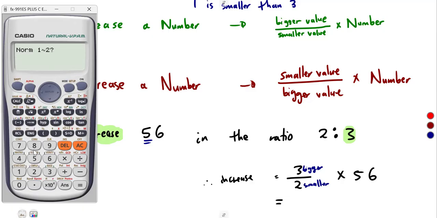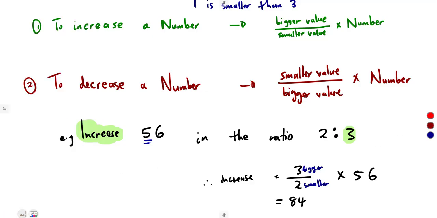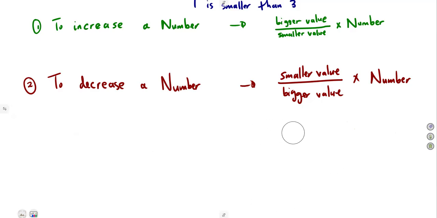No problem about that one. But what I'm going to do, let me just put it as it is, 3 over 2, then times 56. So this is 84. We have increased 56. In that ratio, it is now 84. Bigger value over the smaller one. So this can be used to answer as many questions. There are so many. All right, let's try the second one.